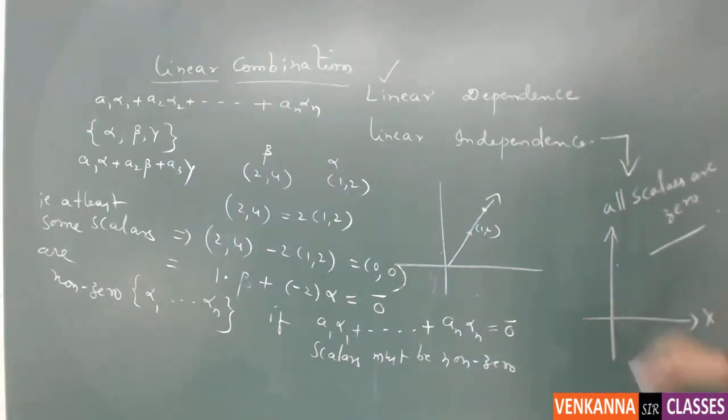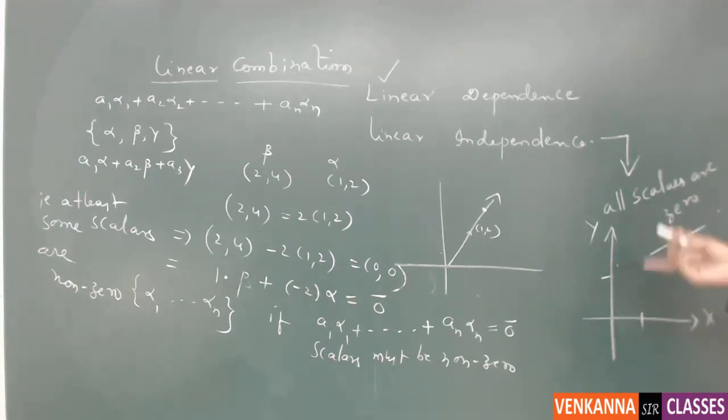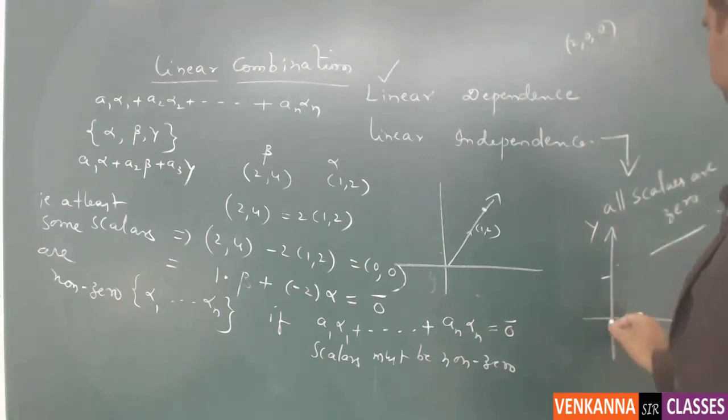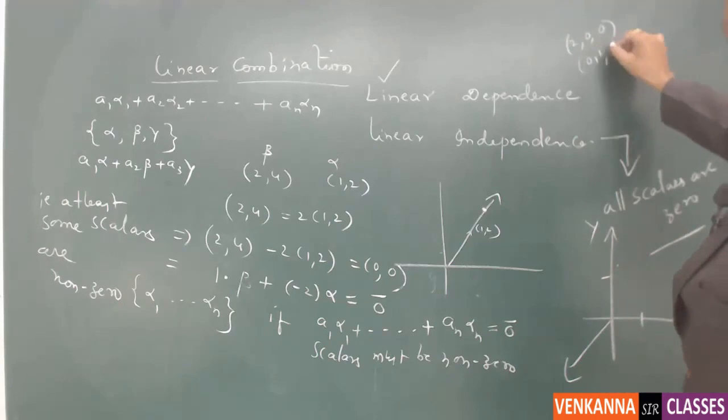In a simple example, you can visualize the picture as, let us take x-axis, let us take y-axis. So these two are linearly independent. Don't feel that I am taking the perpendicular case. So these two are independent, because if you take any vector here, the linear combination is 0 only whenever you take the scalars are 0. For example, if you take the vector as 2, 0, 0, let me say. If you take the vector here as 0, 1, 0.